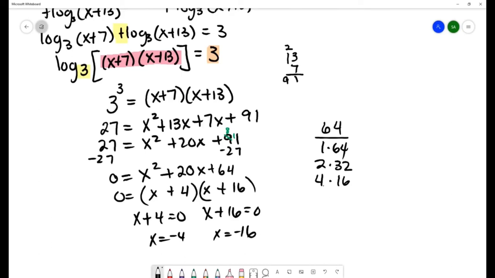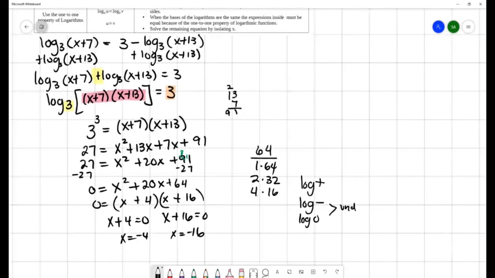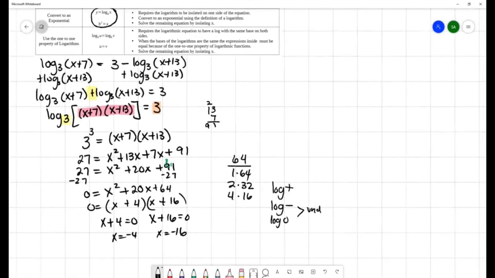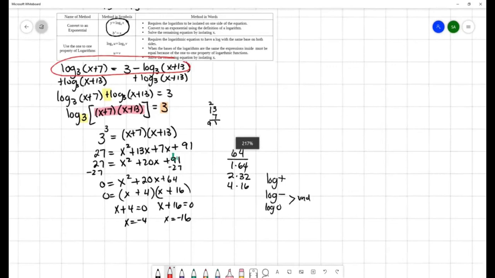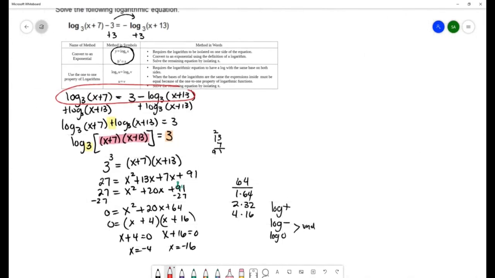Now, logarithmic expressions have restricted domains. Log of a positive is defined, but log of a negative and log of 0 are undefined. So anytime we solve a logarithmic equation, we need to check to make sure that our answer fits into the domain of the logarithmic expressions that we have. So I'm going to check, and I'm going to zoom out here so we can see the original equation again. Okay, so this is the original equation here.